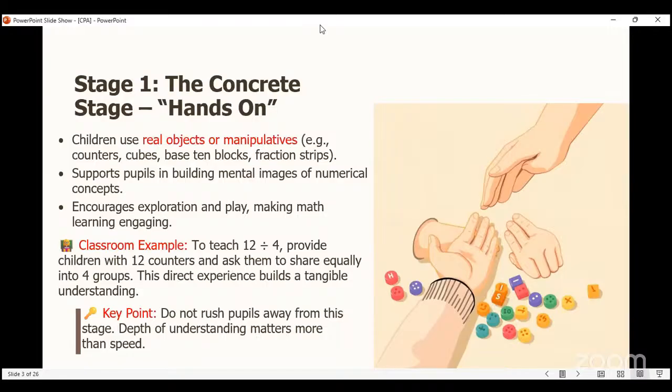Do not rush pupils away from this stage. Depth of understanding, that's what we call conceptual understanding, matters more than the speed. Once they understand the hows and the whys, the speed will not matter, because it will enhance their speed and fluency.